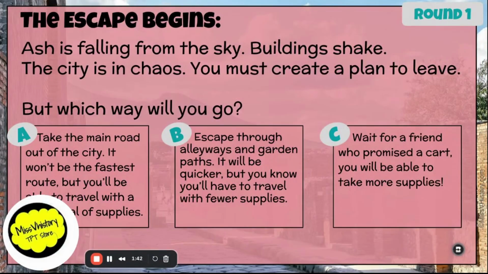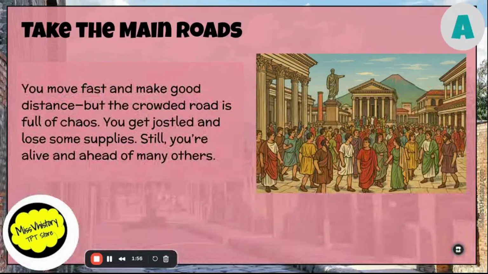Your students will hold up signs, and I do have that included in the resource, or you could also use a whiteboard and have them write their starting Vita and fortune points, and then write their answer A, B, or C. Once they have locked in their choice, you'll go through the different options.